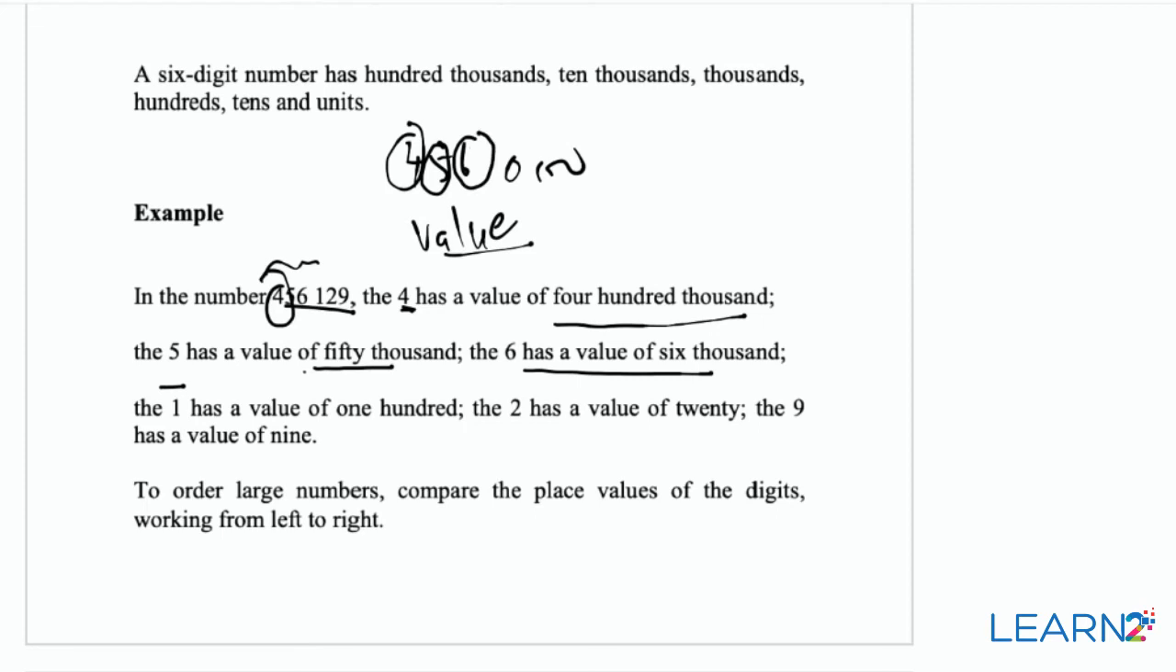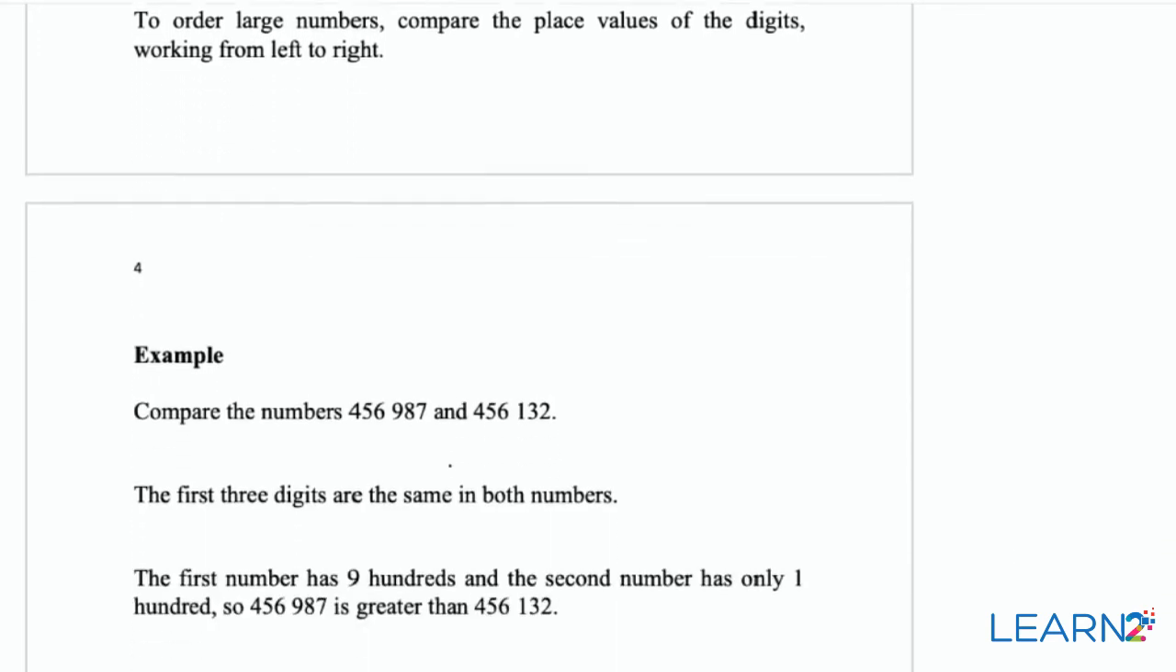Okay. What is the value of the 1? This is 129. So the 1 has a value of 100. What is the value of the 2? This is 129. So the 2 has a value of 20. And in 129, the 9 obviously has a value of 9. So we need to learn how to order numbers from left to right and work with place value.